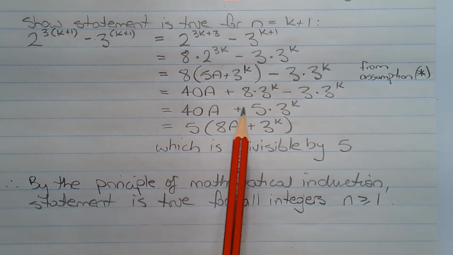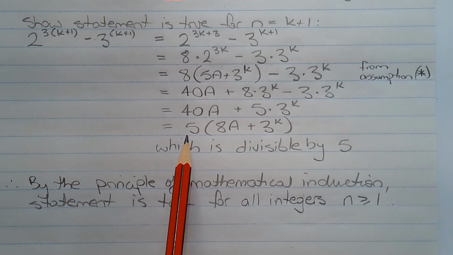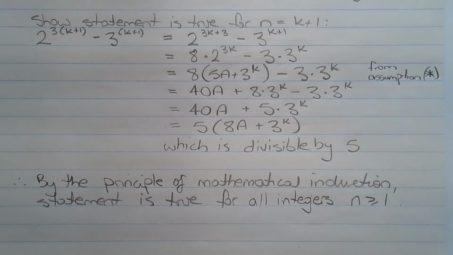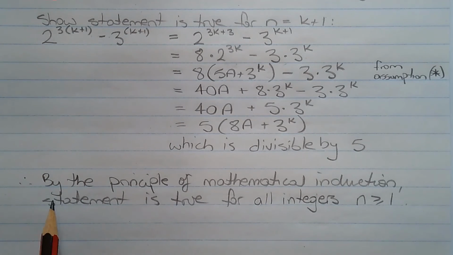And factorising 5 out from both terms, that equals 5 outside of (8a plus 3^k), which is divisible by 5. So therefore, by the principle of mathematical induction, the statement is true for all integers n greater than or equal to 1.